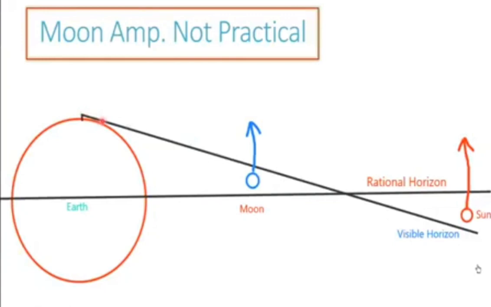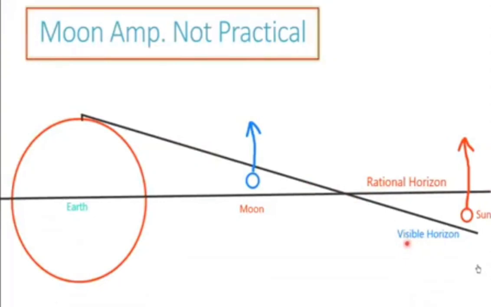And the rational horizon, if you consider in this diagram, passes from the center of the Earth. So this horizontal line which you see, passing from the center of the Earth, every point on which is 90 degrees away from the zenith of the observer, is the rational horizon. You can see it is labeled as rational horizon, and the slanting line is labeled as visible horizon.